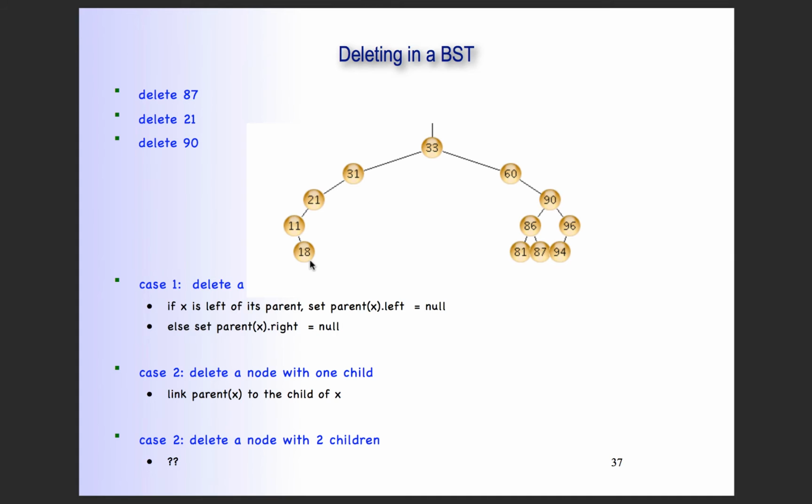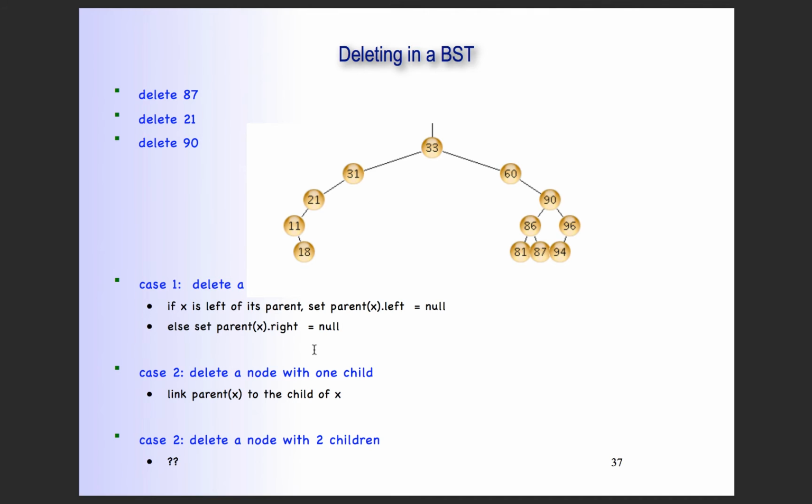This is a little bit more complicated than the previous one, the leaf case. So you have to shift over here. Say for example, you want to delete 60. If you want to delete 60, then you have to make a link from 32 to 90. Because you have to link 90 to 33, then you can remove 60. This is another example of deleting a node that has one child.